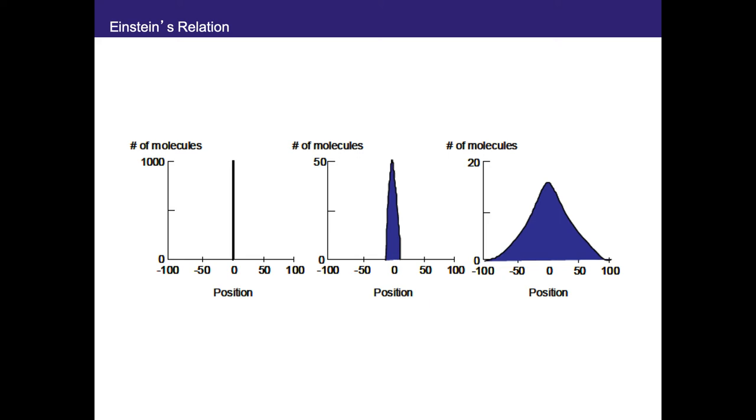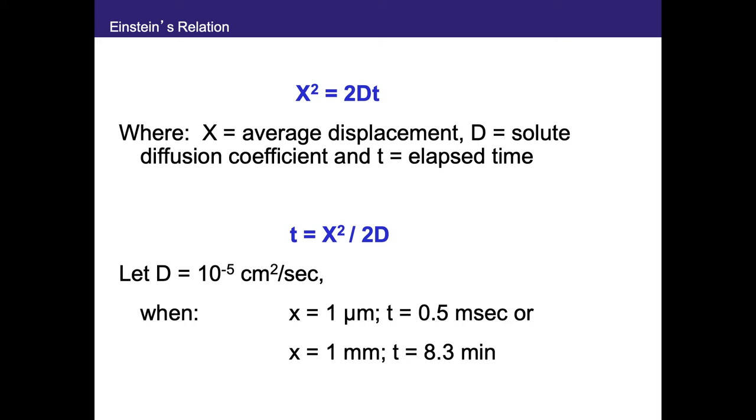x squared equals 2Dt. Now, D is the same diffusion coefficient that we talked about in Fick's law, right? This is the exact same diffusion coefficient. D equals kT over 6 pi r eta, where kT is the thermal agitation, r is the radius, and eta is the viscosity. Same thing here. But the brilliance of Einstein's relation is that he is illustrating and comparing the distance traveled to the time that it takes to diffuse. That's the brilliance of this particular equation.